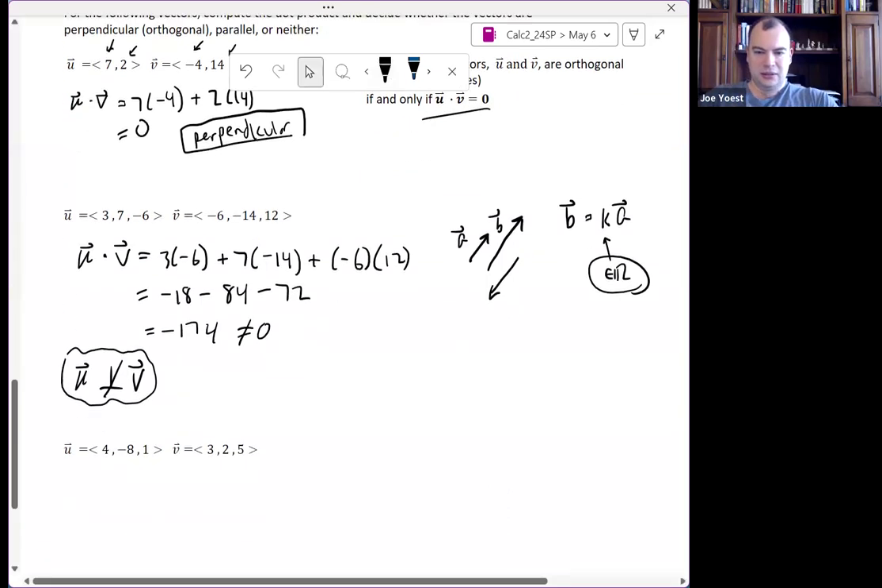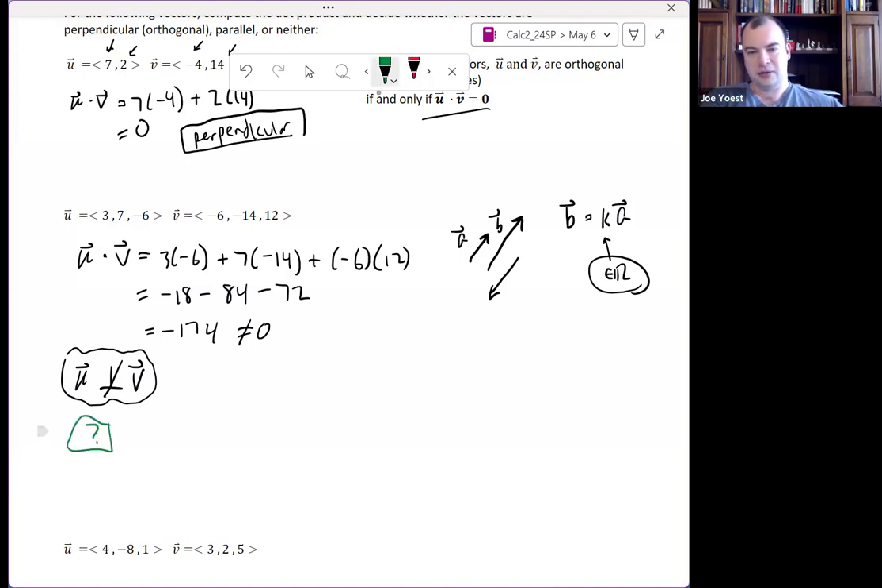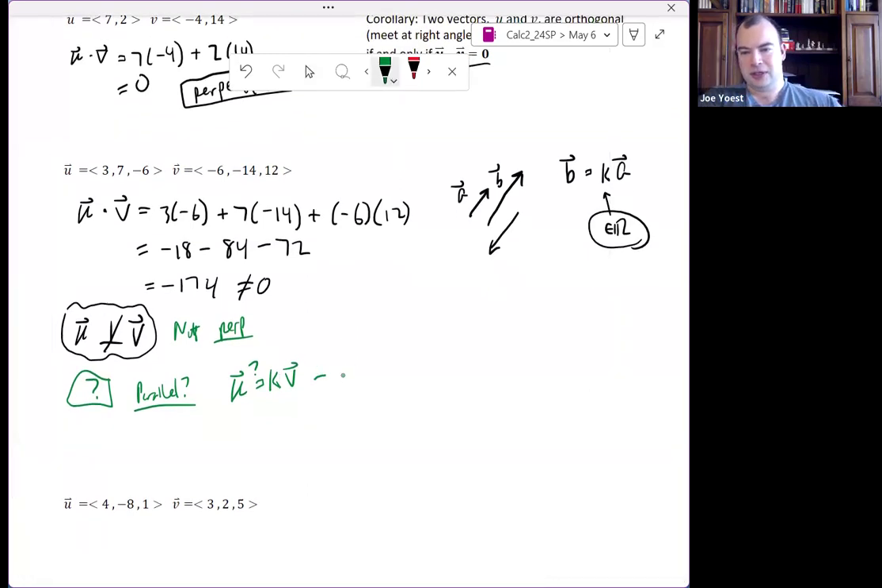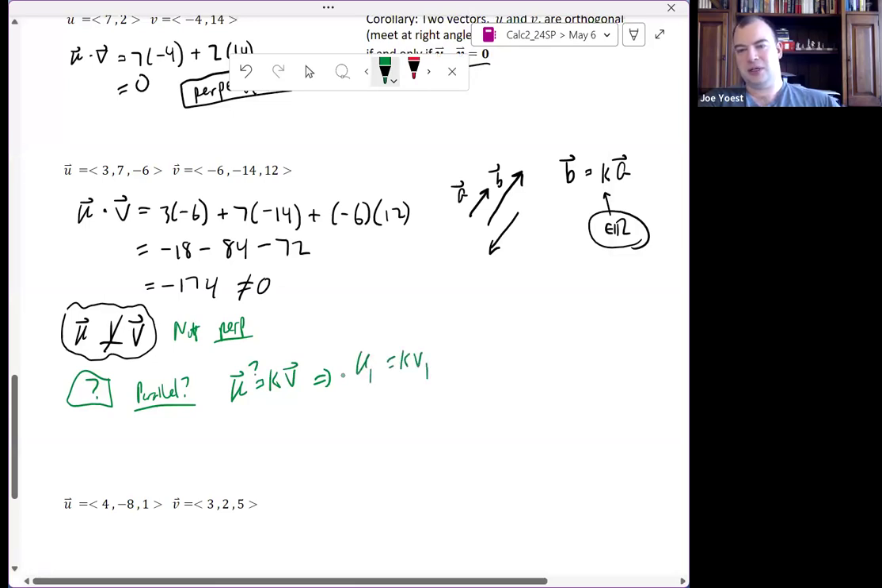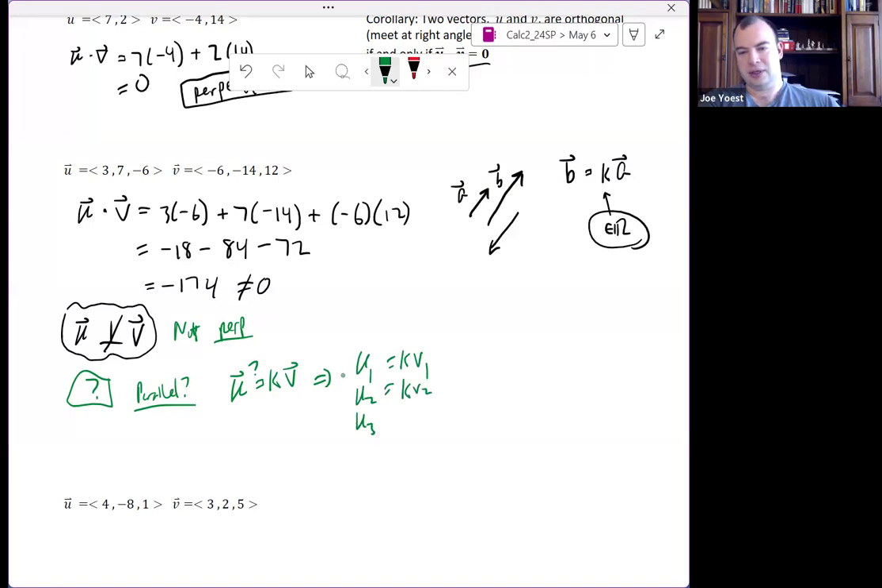So let me do this on a separate line here, not try to squeeze it in. So what am I asking here now? So these are not perpendicular. Are they parallel? In other words, is it true that U equals kV? Or vice versa, that V equals kU? Well, for U to be equal to kV, that means U1 equals kV1 and U2 equals kV2 and U3 equals kV3. So we just have to solve one equation for what k has to be, and then see if it works for the other two. If it does, then they're parallel. If it does not, there's always going to be an answer for k for one of these equations, but if it doesn't satisfy all three at the same time, then they're not parallel.